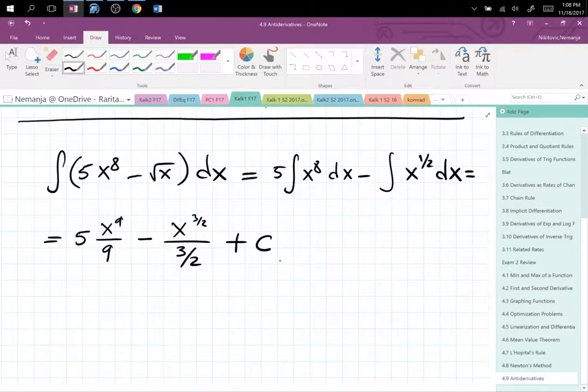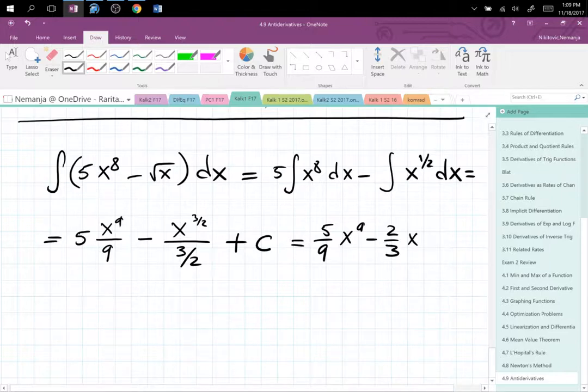So how do you know x to the 9 is from the formula? Well, the formula is your input is 8. So 8 plus 1 is 9. Or to answer the way my teacher answered, how do I know? Like this. Oh, no. Sarcasm. Minus 2/3 x to the 3/2 plus c.